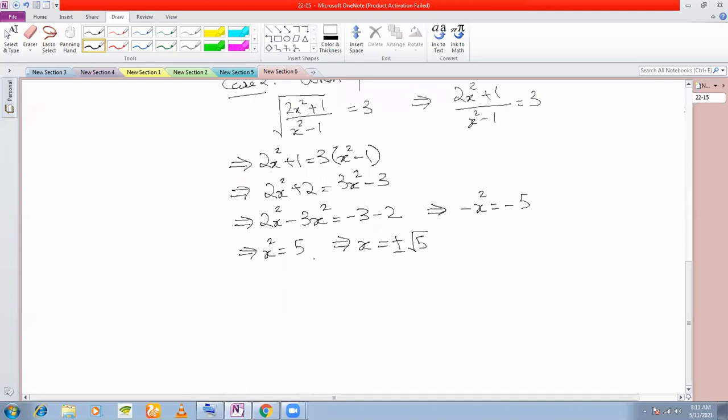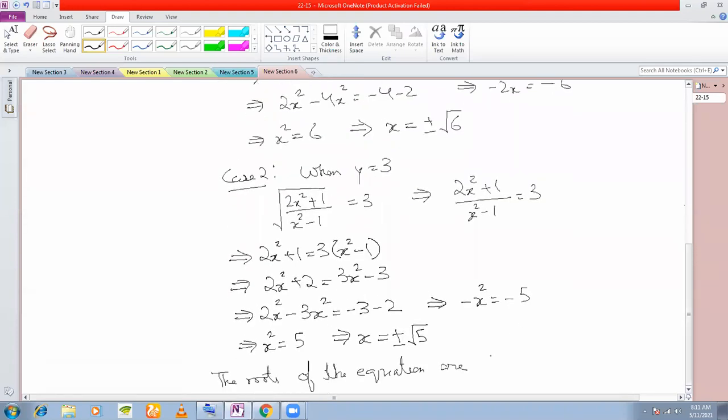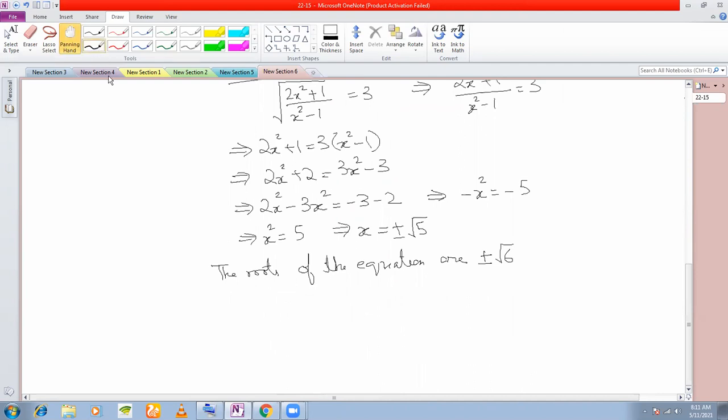Right? So what are the roots? In the first case, I had got plus or minus root 6. Okay. And the second one, plus or minus root 5. We're actually getting 4 roots in this. Okay. And why are we getting 4 roots? Because the degree of this equation here is 4.